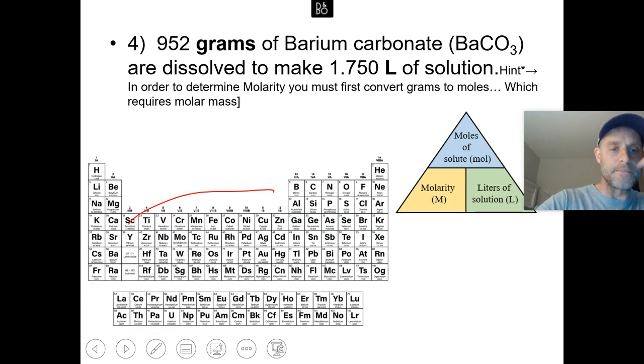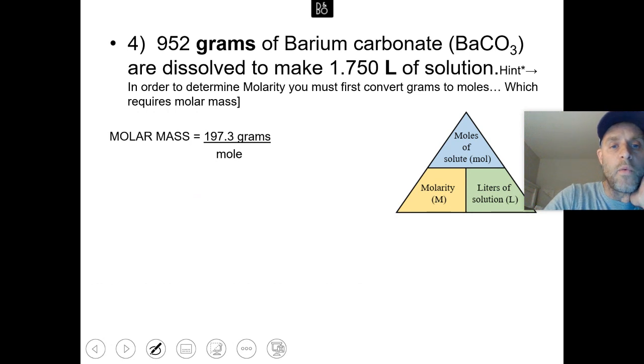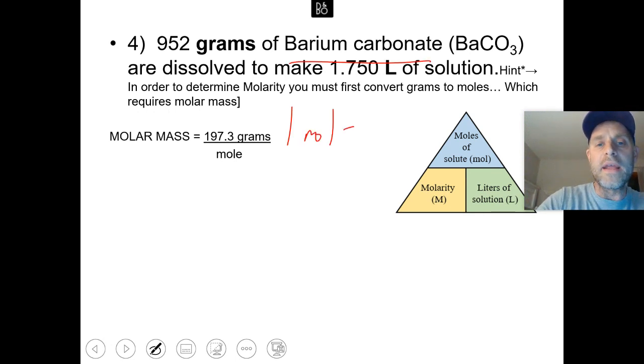Let me do it. Oops. I got to look here at the bottom, right? How much barium? How much does that weigh? Carbon, what does that weigh? 3 oxygens, what does that weigh? I add it all up. When I did that, and I'm not going to do it on the screen for you, I got this 197.3. Now, what does that mean? That means 1 mole of barium carbonate is equal to 197.3 grams.